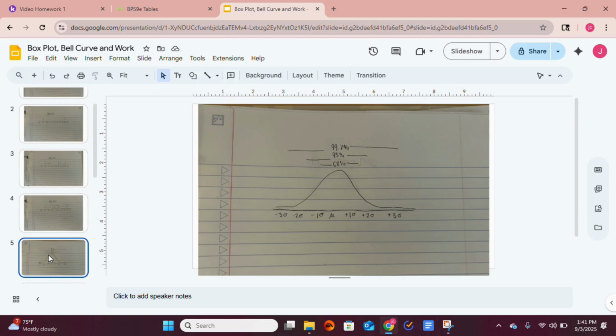Looking at the bell curve can give us some sense into why these answers are true and how the 68, 95, 99.7 rule works into the problems.